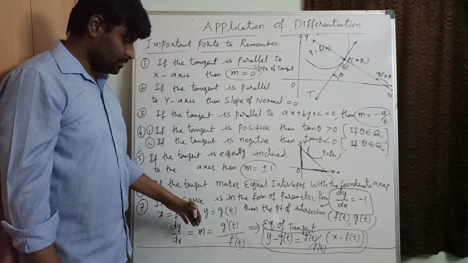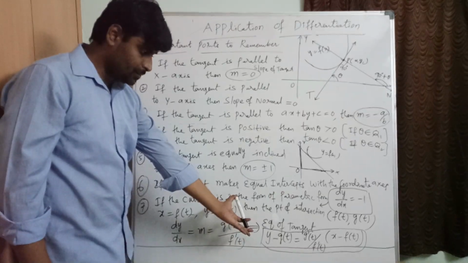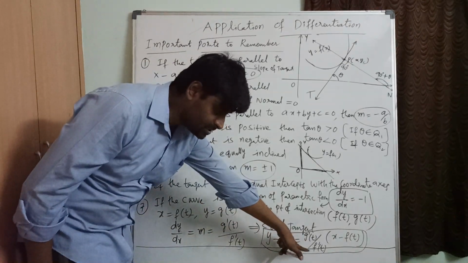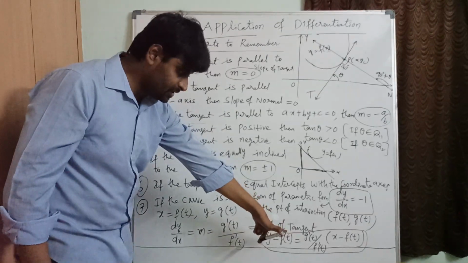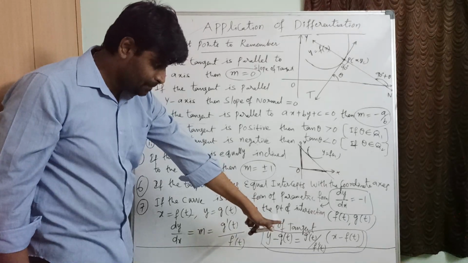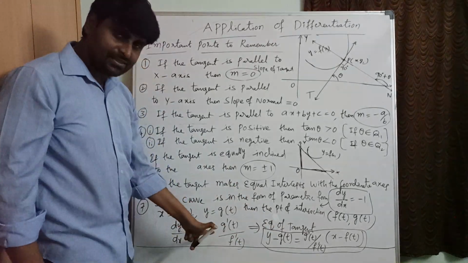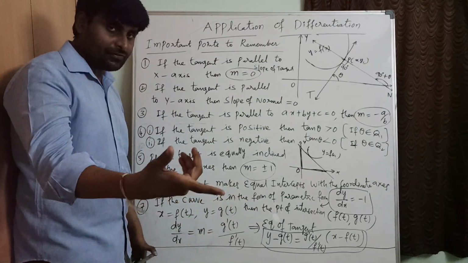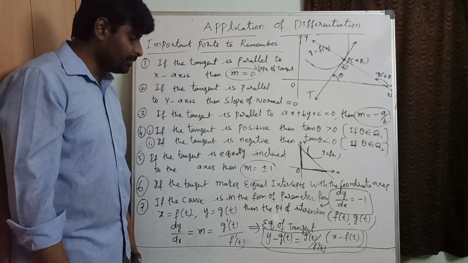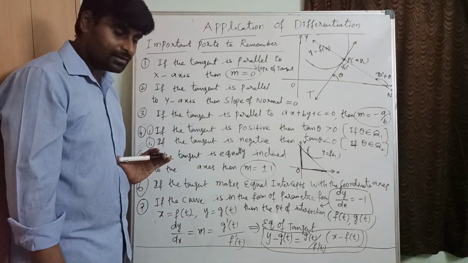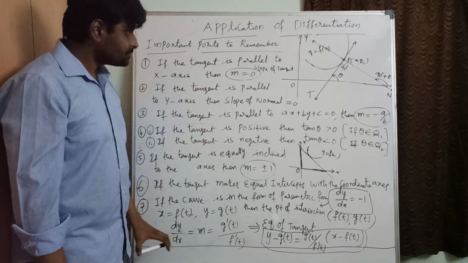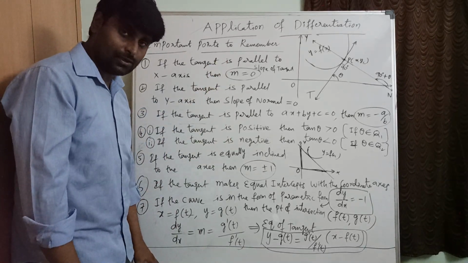So from this we can find the equation of the normal also, just by writing the reciprocal of this with a minus sign. What is the slope of the normal there? Minus f dash of t by g dash of t, we will substitute there. We'll get the equation of the normal also in that case. Clear? So this is the introduction of tangent and normal.